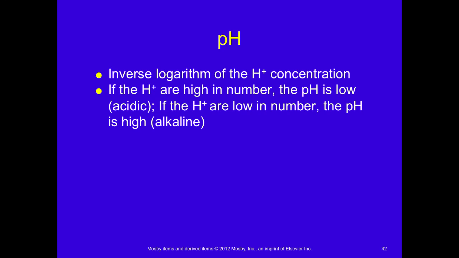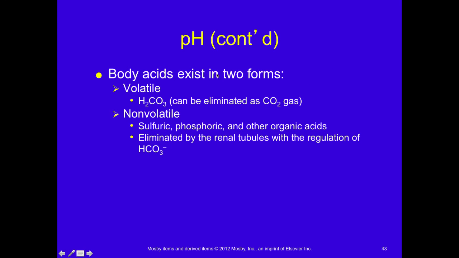Is CO2 an acid, an acidic component in our body? Yes, right? CO2 gas. How do we eliminate CO2? So hopefully you're saying we're breathing it out, right? So that is a volatile form. That is what we mean by volatile. Okay, we actually breathe it out. We can compensate for having too much acid by breathing out faster and getting rid of more CO2.